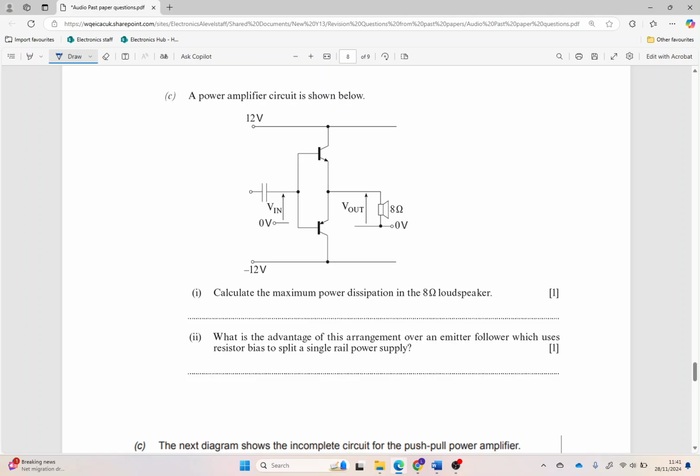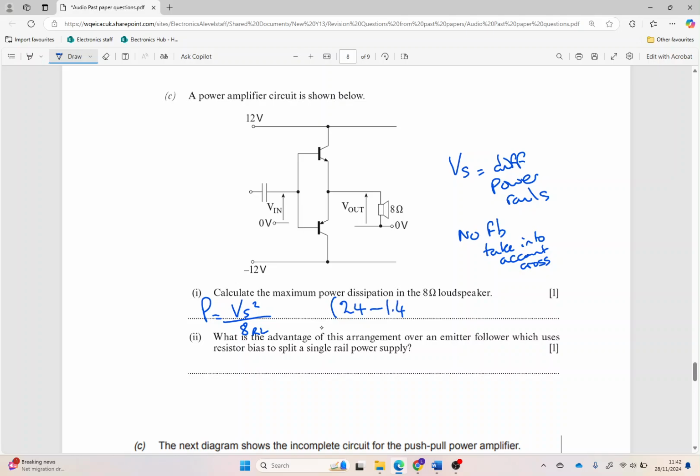Okay, so just back to our one with transistors. Maximum power dissipated. When we've got a push-pull amplifier, we've got a special formula we can use, which is Vs squared divided by 8RL. Now Vs equals the difference between the power rails, and if there's no feedback, technically we need to take into account the crossover. So the top line there, we're going to have 12 and 12 is 24 volts minus the 1.4 that we've got for each of the transistors for the crossover distortion, squared divided by 8 times 8.